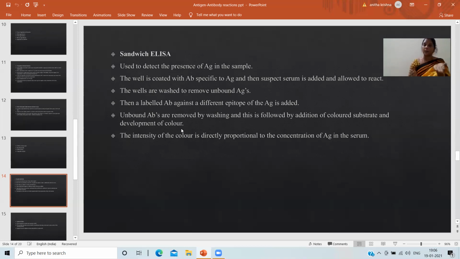You have antigen, antibody, antigen, and above that you are adding another antibody. So hence the name sandwich ELISA. And after that, you're adding the suitable substrate, the substrate suitable to the enzyme, and then the enzyme is catalyzed by the substrate, and color change is seen, and intensity of color is directly proportional to the amount of antigen present in the serum. So that is about your sandwich ELISA.